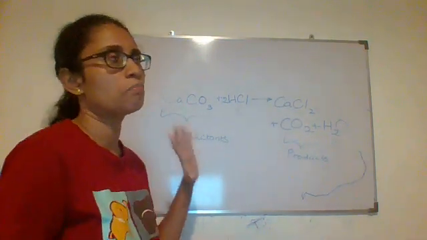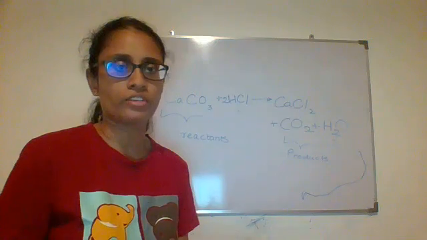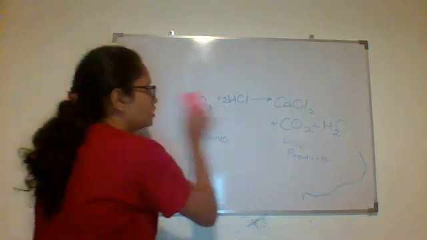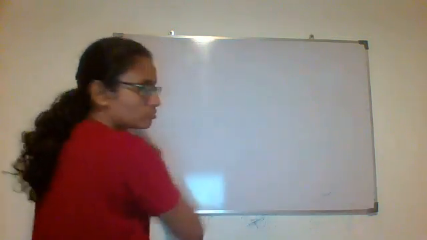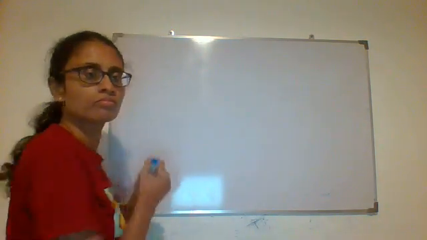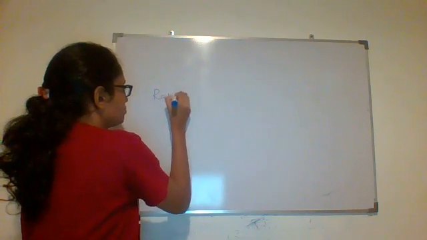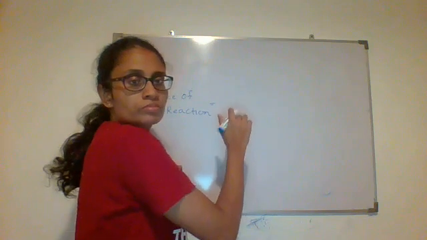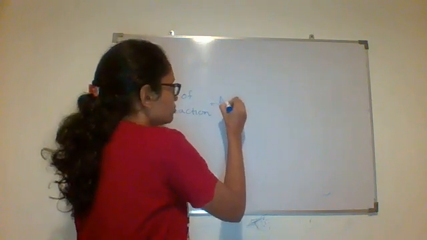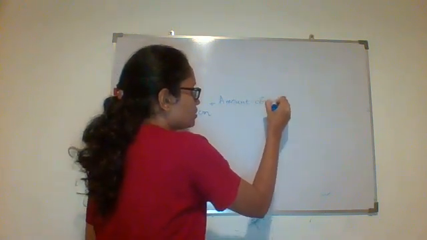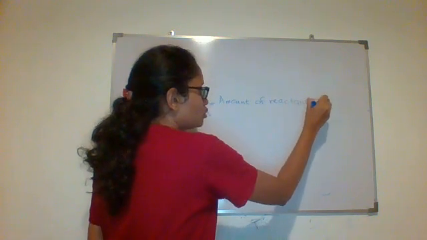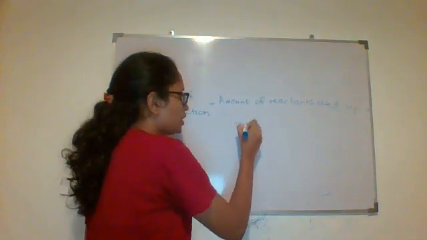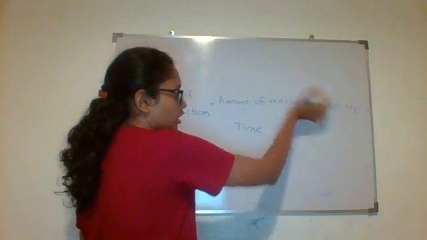If you are going to find the rate using the reactants, it will be the amount of reactants used up divided by the time taken for this process.